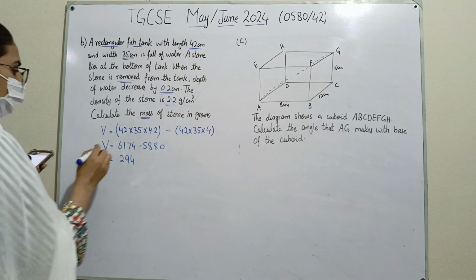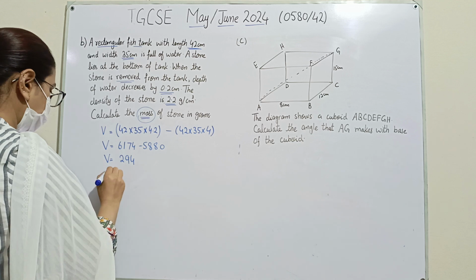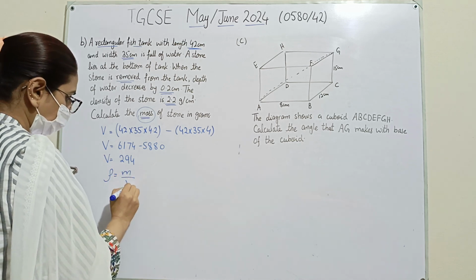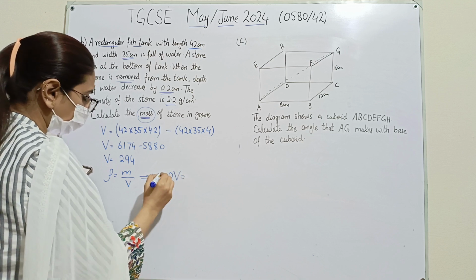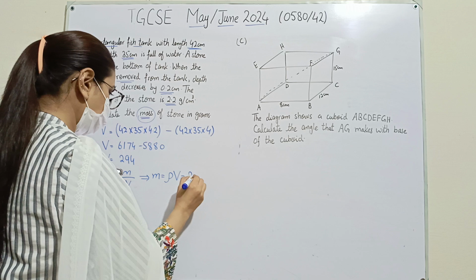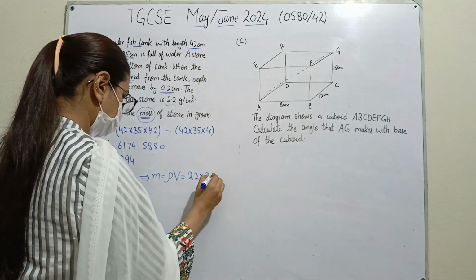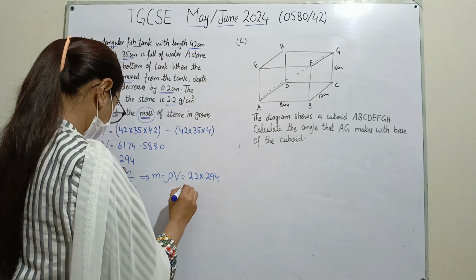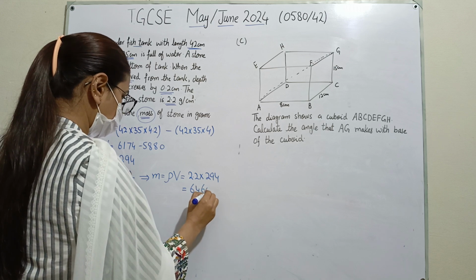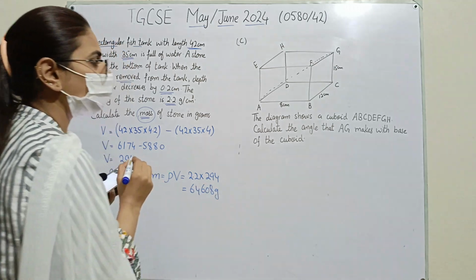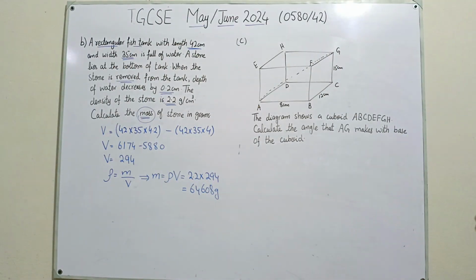What do you have to find? You have to find the mass. The formula of density is mass by volume. So transform this formula as per your requirement. So multiply density, that is 2.2, with volume, that is 294. So what will be the mass? Mass will be 646.8 grams. Now move toward the next part of the question, that is part number C.